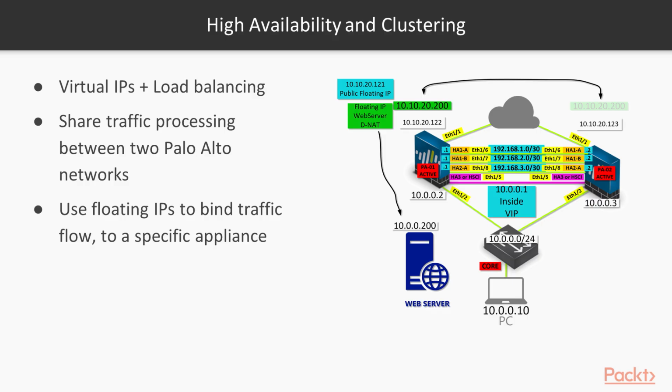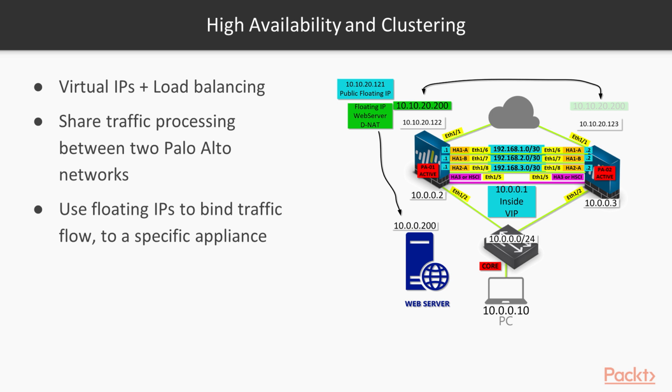Let me show you back our diagram. We also have a destination NAT. So we have a web server, and we have a couple of public IPs. We want to allocate a public IP to this particular web server by using a floating IP. So we are going to create this floating VIP. If someone from the outside hits the address, it will be sent to the web server.